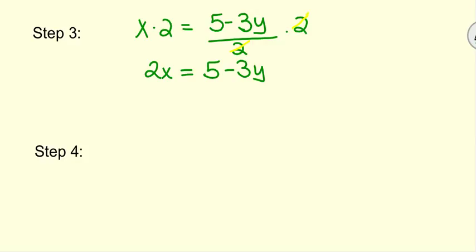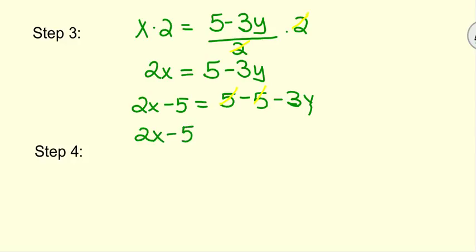All right, so the next thing we want to undo is the 5. So we're going to minus 5 from both sides. That is going to undo the positive 5 on the right-hand side. So the 5 and the negative 5 cancel out. So 2x minus 5 equals negative 3y.